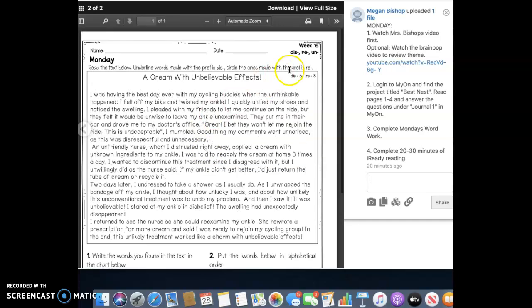Word work this week, we are going to be working with the prefixes dis, re, and un. A prefix is added to the beginning of a word to change its meaning. So this week, we are going to be looking at dis, re, and un. The prefixes dis and un both actually mean the same thing. They both mean not. Re means to do again.